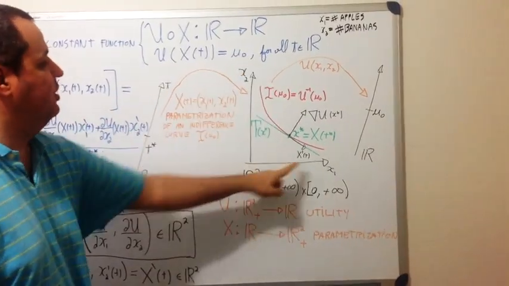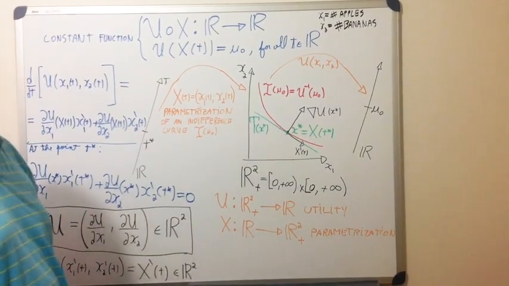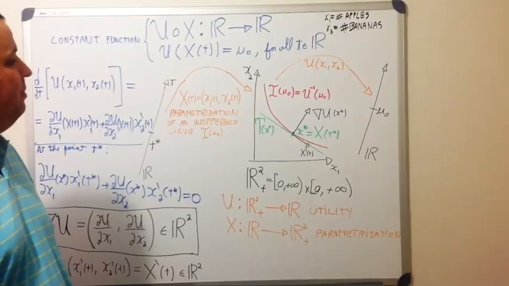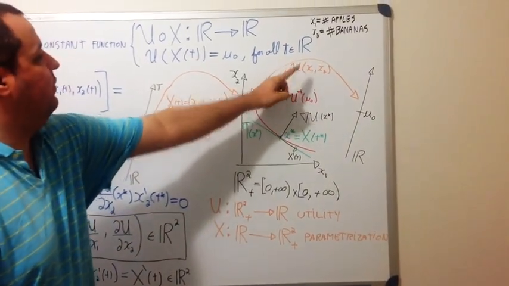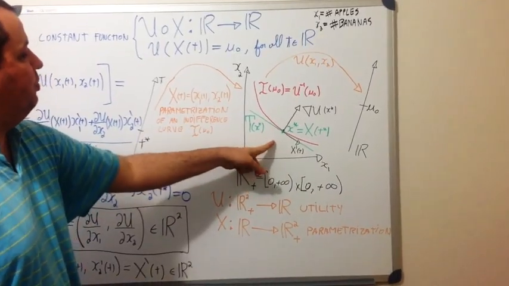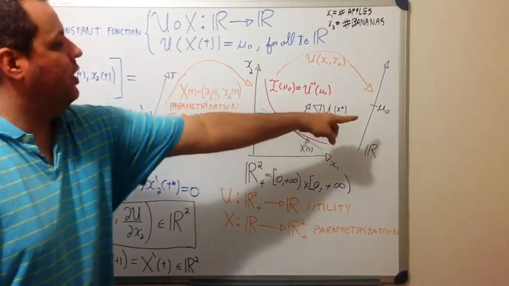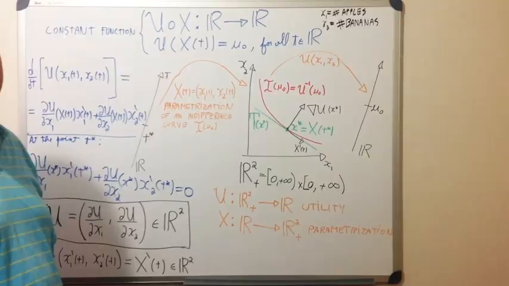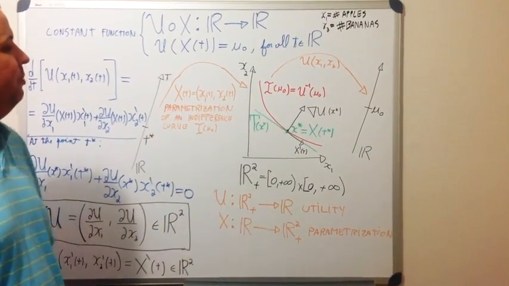Each point here on this plane will indicate a bundle with a certain number of apples and a certain number of bananas. Okay? Now, this function here, the utility function, takes each possible bundle, each point here, into a real number. It gives you the level of utility of the consumer, how happy the consumer is when he or she has exactly that particular bundle.